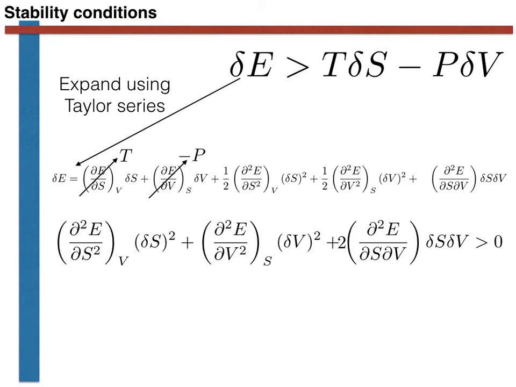We can simplify this further by realizing that delta S and delta V are always real numbers. As such, delta S squared and delta V squared will always be positive. Hence, in order for the inequality to hold, the coefficients of these two terms must both be positive.